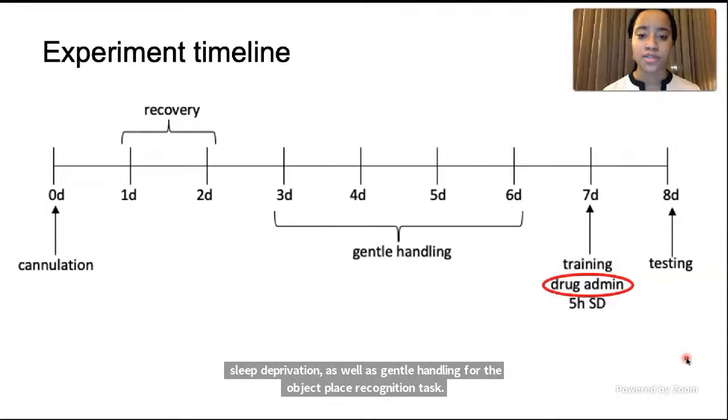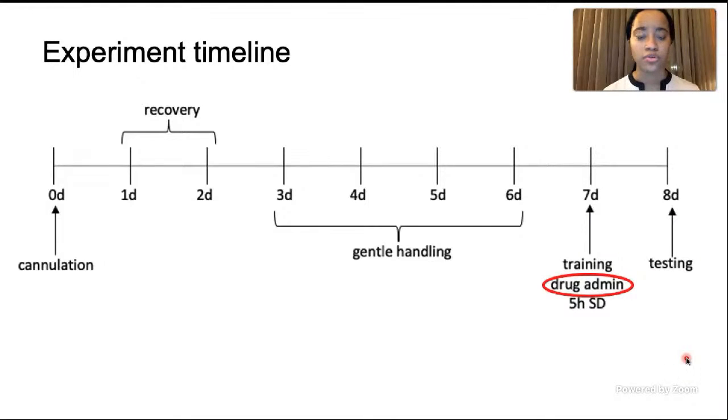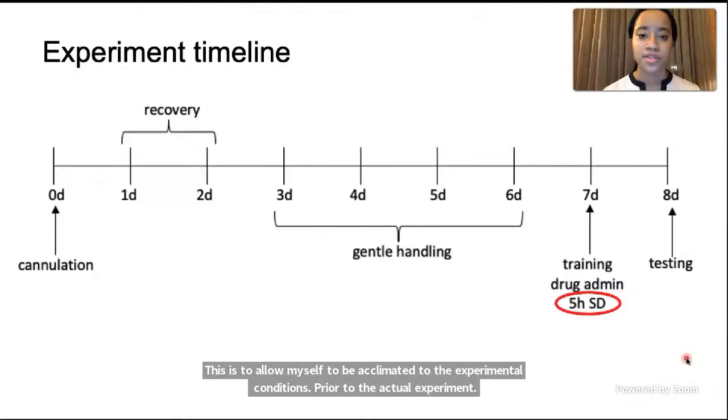Following training, mice are administered either dorsomorphin or control saline. This is done directly after training in order to make sure that we specifically impact memory consolidation. Following drug administration, mice are then subjected to 5 hours of sleep deprivation. The 5 hours of sleep deprivation are also done in order to impact memory consolidation in the critical periods which take place in 30 minutes and at 4 hours of sleep.